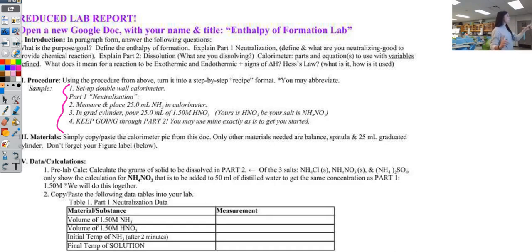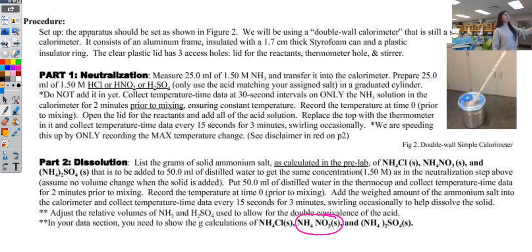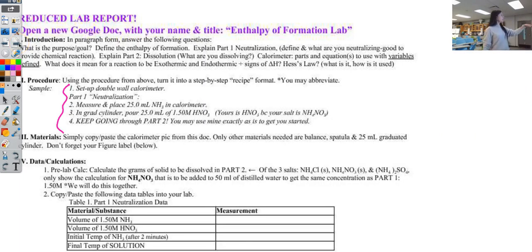And you might want to make note, because it does make note here that we're not actually mixing it yet. Prior to mixing, you're not doing any of this yet. So just keep that in mind, okay? And then keep going through part two, so you're going to keep your procedure going. Materials, you can just literally copy and paste that calorimeter picture. The only other materials you need to Google are a balance, a spatula, and a 25 mL cylinder. That's it. And then your data and calculations.